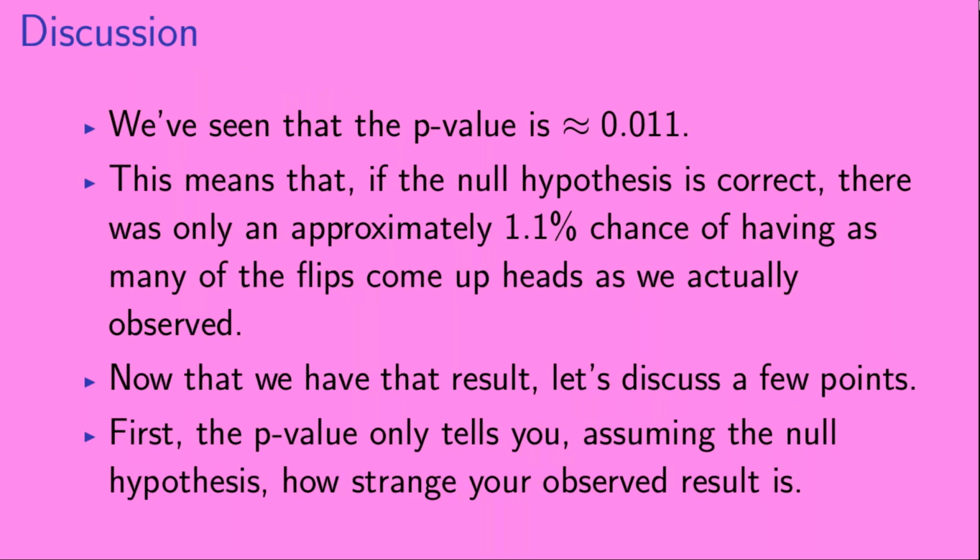Okay, so we've seen that the p-value is approximately 0.011. This means that if the null hypothesis is correct, there was only an approximately 1.1% chance of having as many of the flips come up heads as we actually observed. Now that we have that result, let's discuss a few points. First, the p-value only tells you, assuming the null hypothesis, how strange your observed result is.